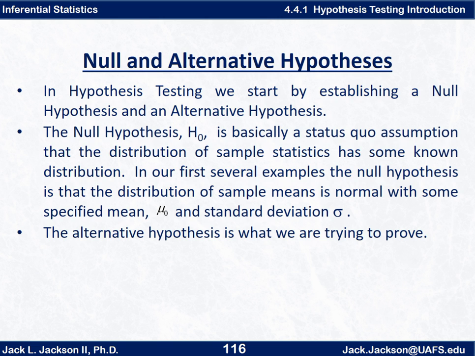So we start hypothesis testing by establishing these things. The null hypothesis, usually labeled as H sub 0, pronounced H naught or H sub 0 or null hypothesis, is basically a status quo assumption that the distribution of sample statistics has some known distribution. In our first examples in the next several videos in this section, all of the ones in 4.4, we're going to be looking at several examples where the null hypothesis is that the distribution of sample means is normal with some specified mean that's known ahead of time and some standard deviation of the individuals, sigma. The alternative hypothesis is what we're trying to prove, probably that the mean is something different than the hypothesized mean.